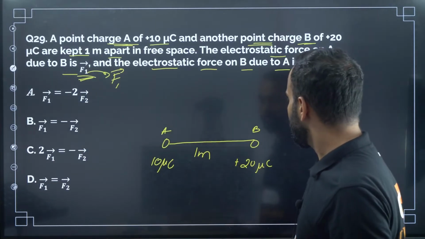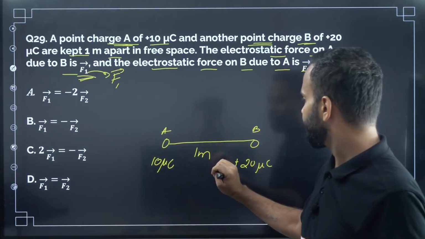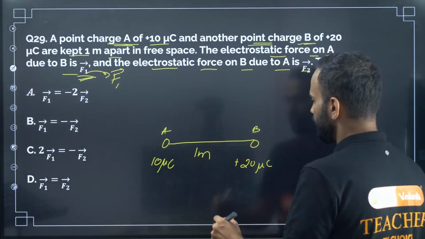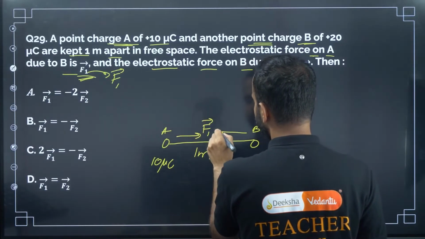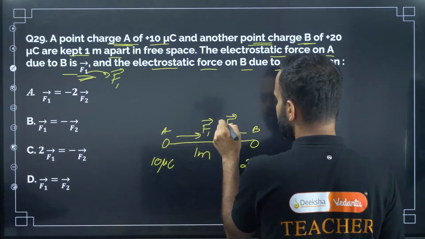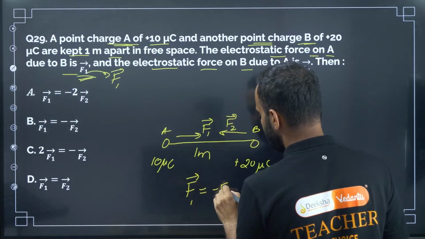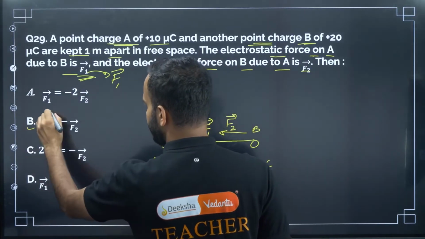That is absolutely wrong. Here, the electrostatic force is an action-reaction pair, right? That is, the force on A due to B is the same as the force on B due to A, but both are in opposite direction. So F1 vector equal to minus F2 vector. So the correct option is B.